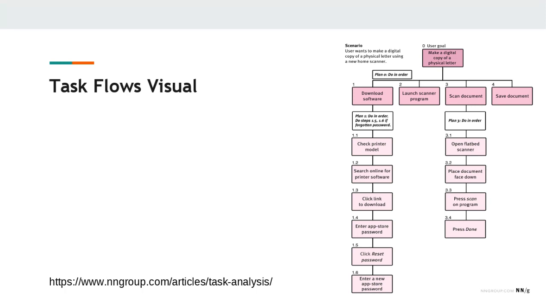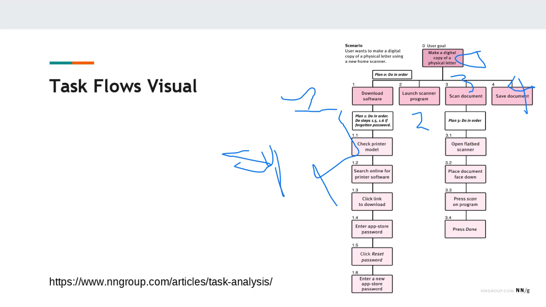But think of your level 0, or almost like your homepage, level 0, and then you have download the software, launch a scanner, scan, and save the document. But then to download the software, there are sub steps that you may need to do as well. Launch a scanner is very straightforward, and then scan the document. How do I scan a document? Then I do it in order. Plan 3, do it in order. Open the flatbed and place the document face down, press scan on the program. Then you save your document.